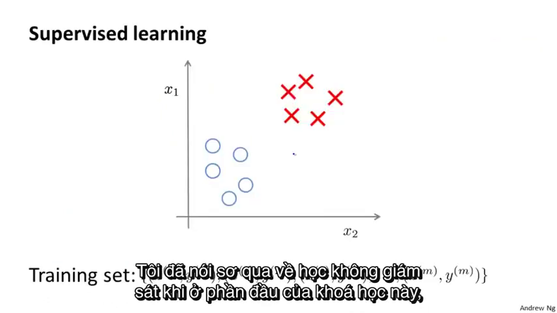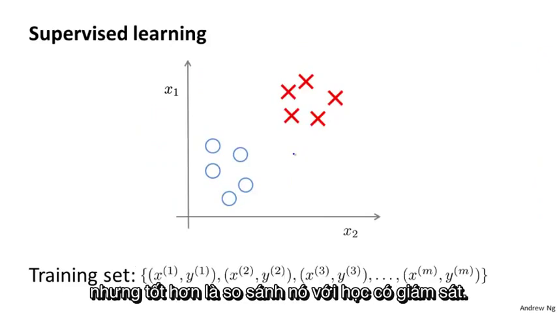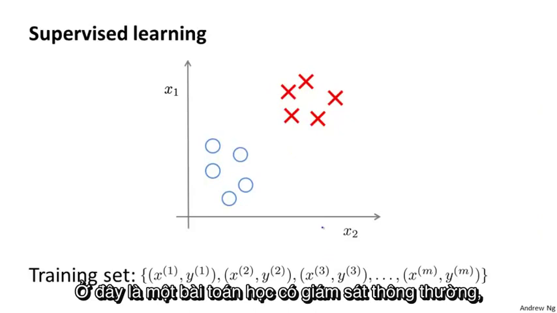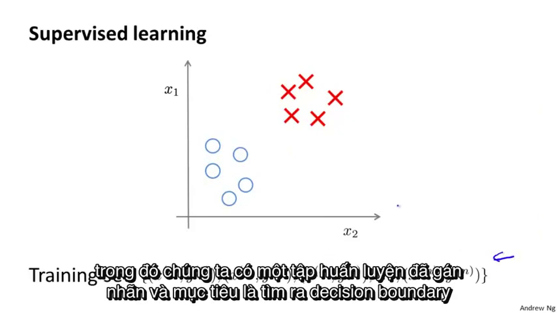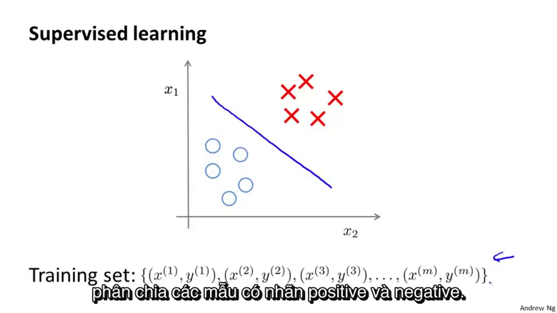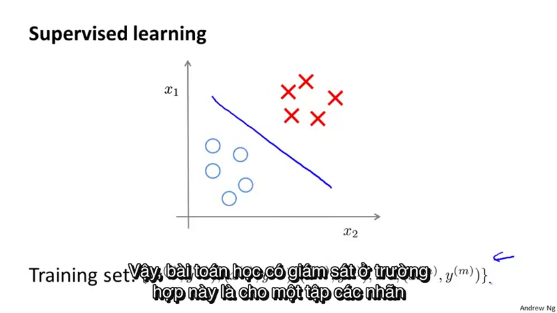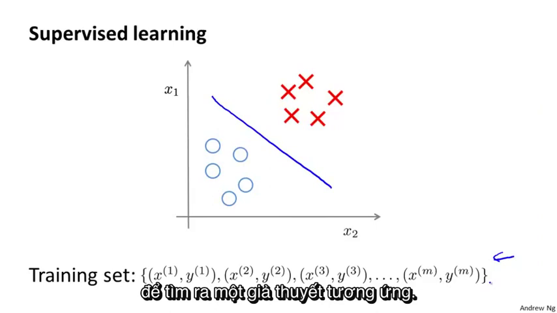I briefly talked about unsupervised learning at the beginning of the class, but it's useful to contrast it with supervised learning. So here's a typical supervised learning problem where we're given a labeled training set, and the goal is to find the decision boundary that separates the positive labeled examples and the negative labeled examples. So the supervised learning problem in this case is, given a set of labels, to fit a hypothesis to it.